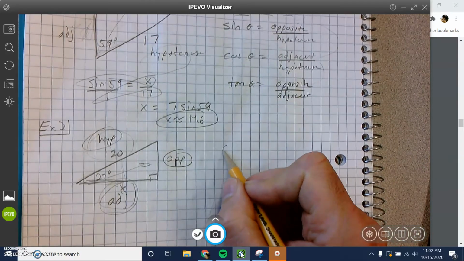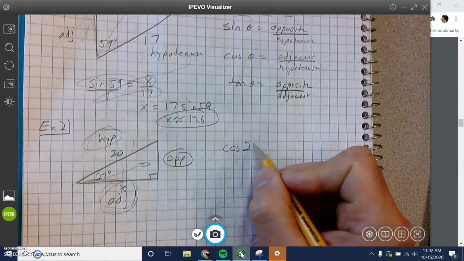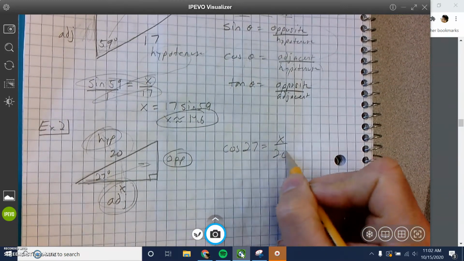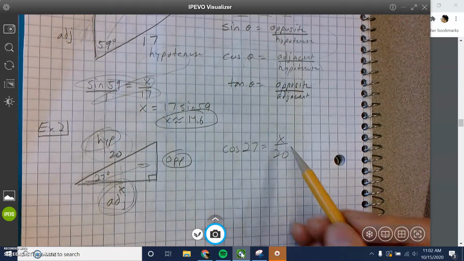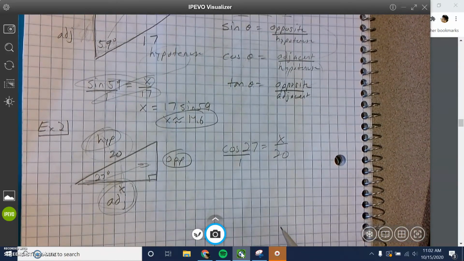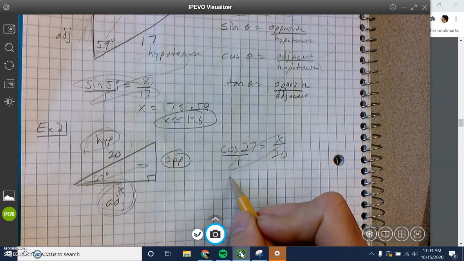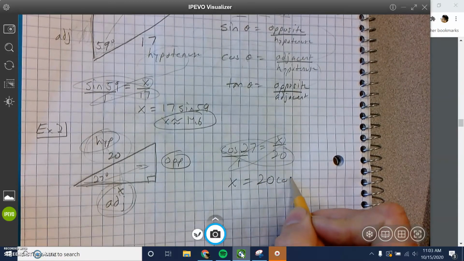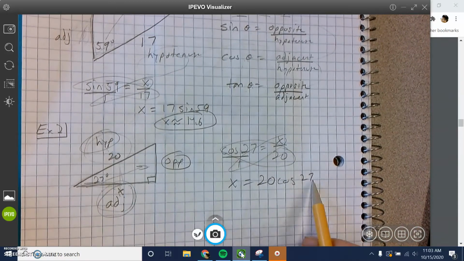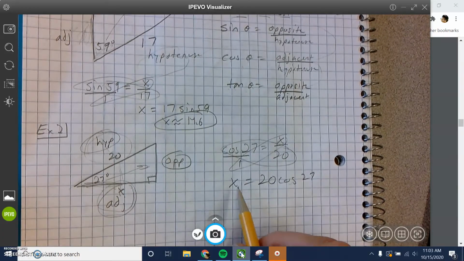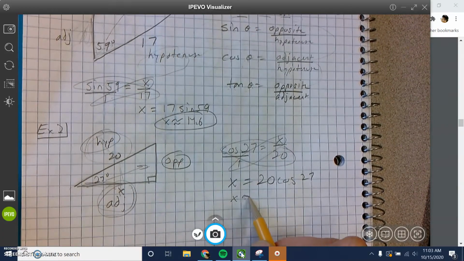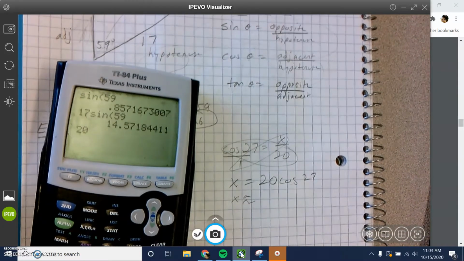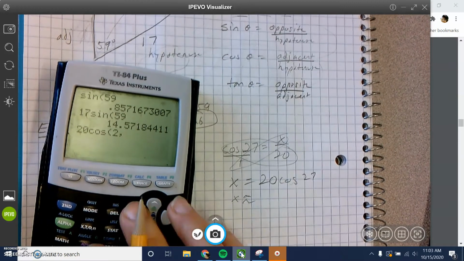Okay. So cosine of 27 equals adjacent x over hypotenuse 20. You got to make sure you go in that order, adjacent over hypotenuse. If you do 20 over x, it's going to be wrong. Okay, so put over 1, cross multiply. x times 1 is x. And then 20 times cosine of 27. Always write the cosine or sine or trigonometric ratio last. So x is approximately, let's get our calculator out, 20 cosine 27.